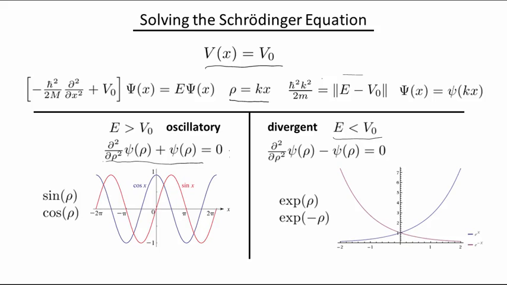And then in the region where E is less than V0, the two independent solutions can be chosen of this form, e to the rho and e to the minus rho. So any other solution that exists in this region is going to be a linear combination of these two functions. But that means the generic behavior is divergence, because if you just take a random choice of these two functions, then the resulting solution is going to diverge as rho goes to infinity.